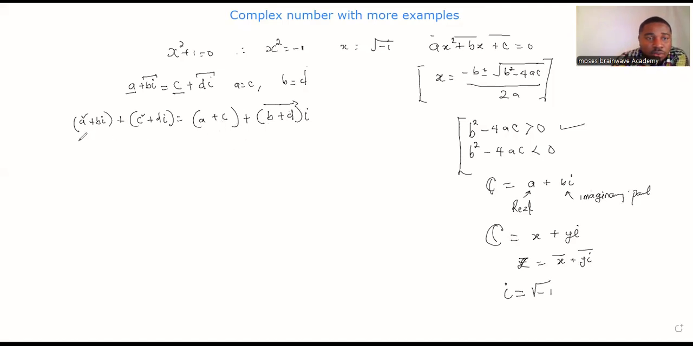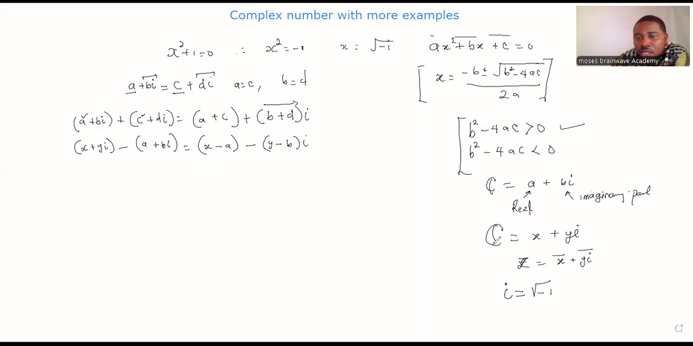Now, subsequently also, let me give a general knowledge. If you have x plus yi minus, say you have a plus bi, just introducing another complex number, here it is going to be x minus a for the real part. Then, for the imaginary part, you now have y minus b. So you can see it's straightforward.